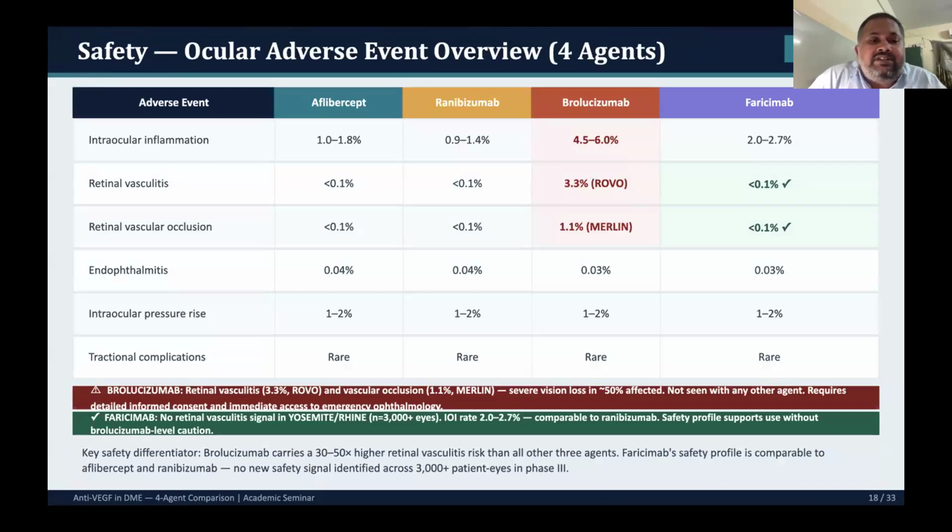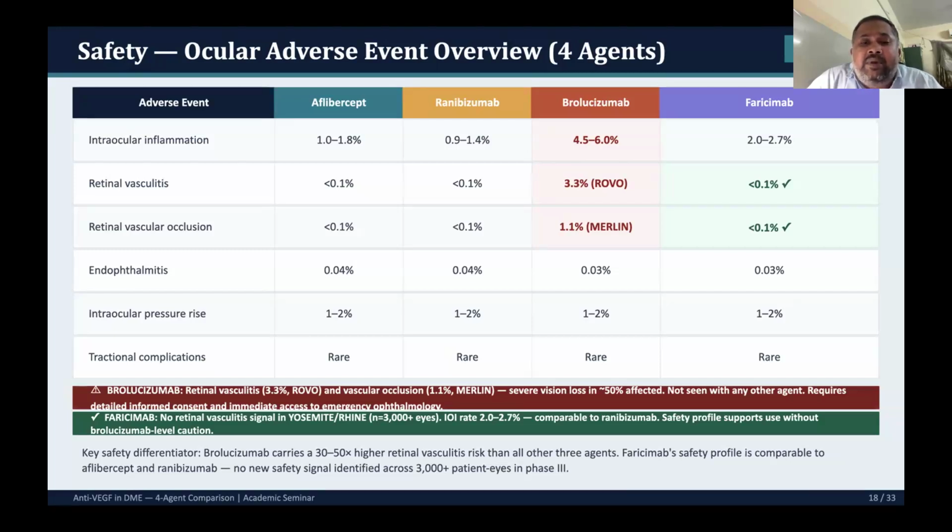So again, coming to adverse events, when we compare all the four agents in terms of intraocular inflammation, vasculitis, vascular occlusion, endophthalmitis, intraocular pressure rise, and tractional complications, we see that in the first three rows for IOI, retinal vasculitis, and retinal vascular occlusion, all the agents are very comparable. However, brolucizumab stands out with an intraocular inflammation rate of 4.5 to 6%, retinal vasculitis rate of 3.3% based on the ROVO study, and a retinal vascular occlusion rate of 1.1% in the Merlin study.